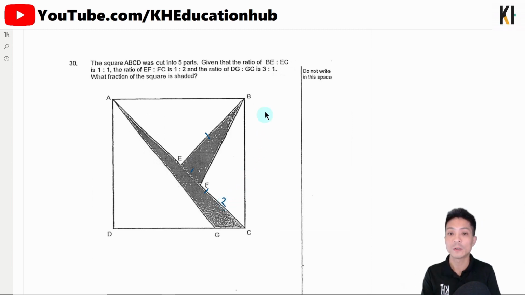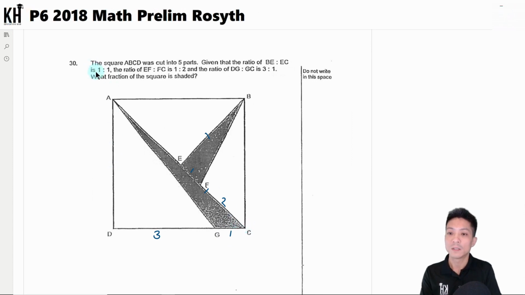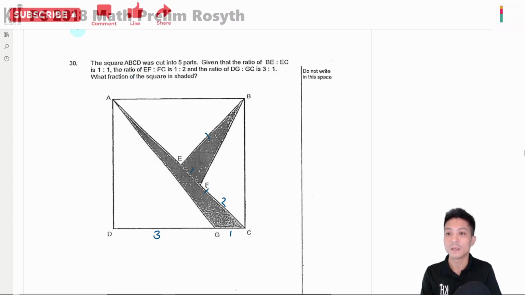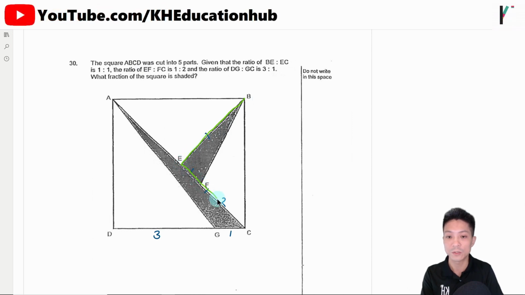And the ratio of DG to GC is 3:1. This is 3 and this is 1. What fraction of the square is shaded? Okay, let us take a look at this triangle first. I'm gonna try and draw it.